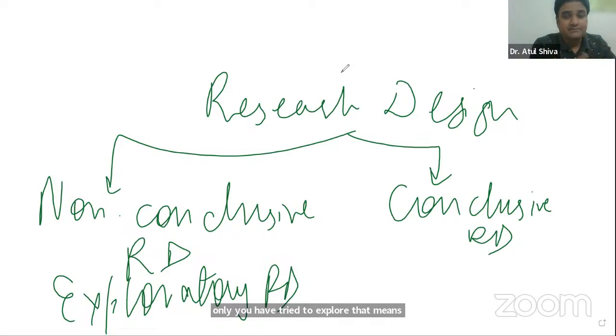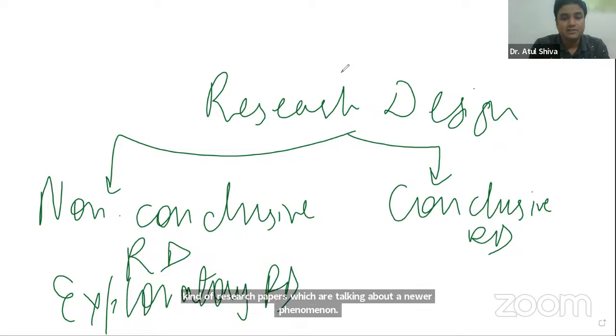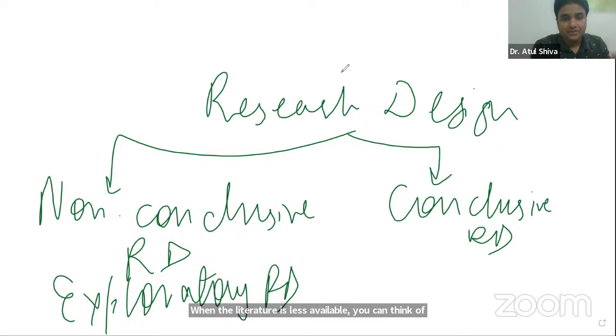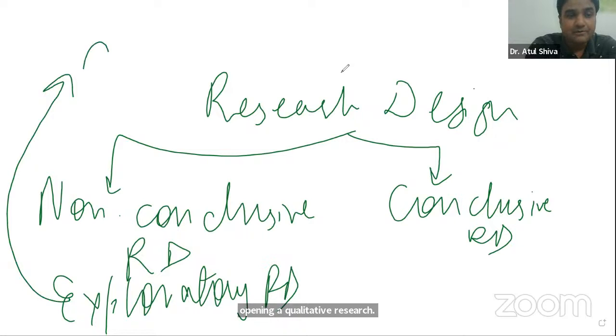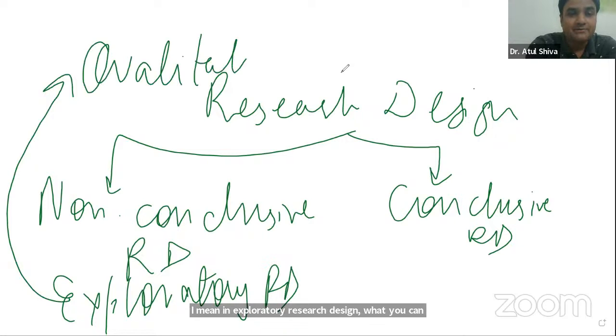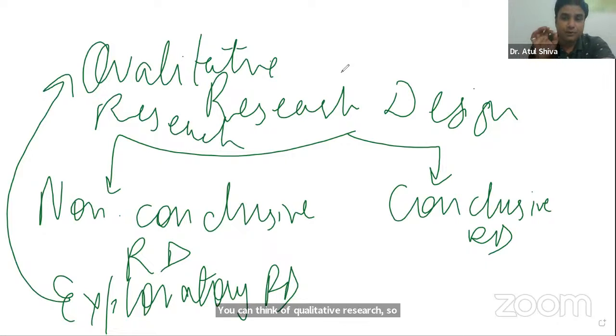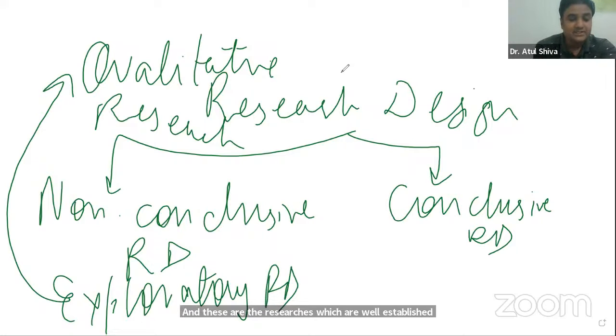That means the literature review was not fully established, and the literature has not been giving you research papers which are talking about a newer phenomenon. So when the literature is less available, you can think of opening a qualitative research. In exploratory research design, you can think of working with a qualitative research design. Qualitative research is one of the important dimensions which a researcher can develop, and these are researches which are well established in academics. People do expect that somebody should give a scale, somebody should give a new construct, somebody should explore a new dimension of a newer phenomenon.